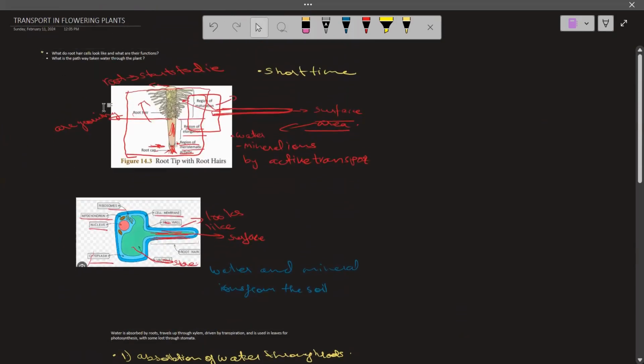I think that's it for today. Inshallah, we will do stem and root structure in the next class.